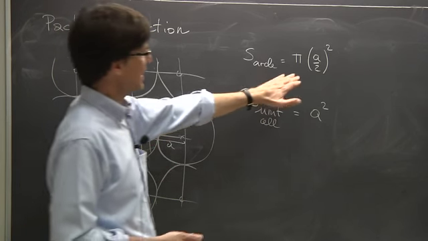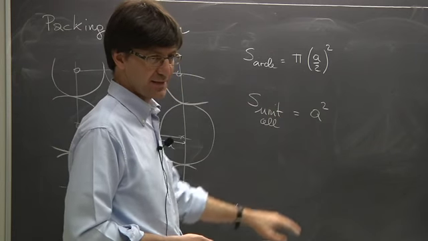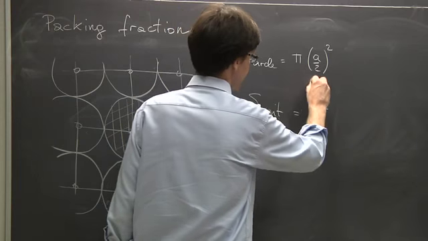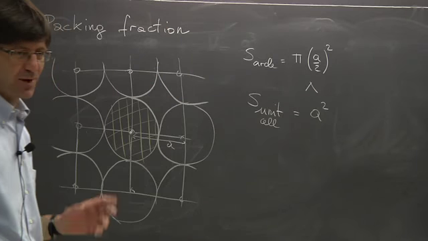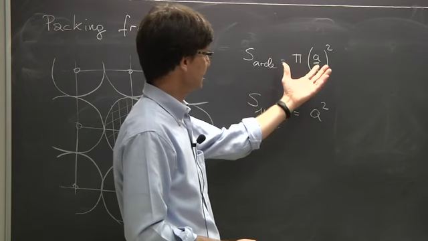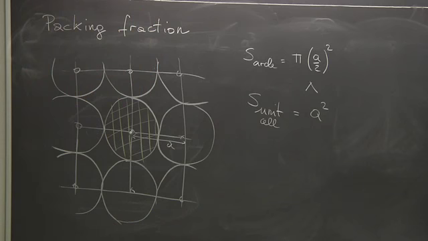So the area occupied by the circle is this. The area occupied by the unit cell is this. Obviously, hopefully, this number is larger than this one, right? Because otherwise, I did a mistake somewhere. That is, the area occupied by the circles must be clearly smaller than the area occupied by the unit cell.